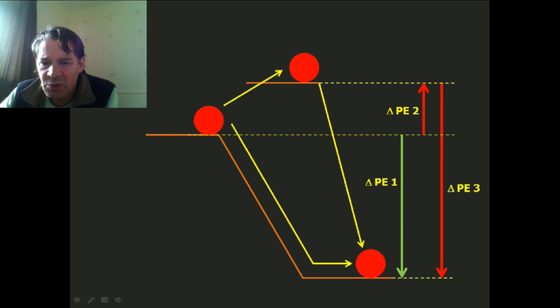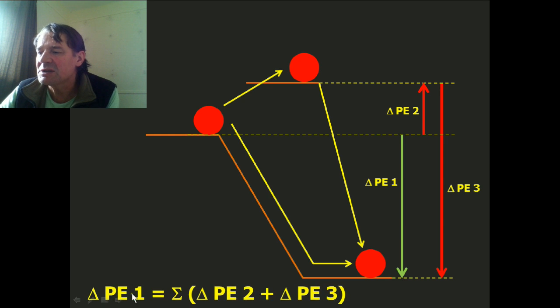If I then drop the ball, the decrease in PE is greater, and the overall change is the same, because I need to subtract this value from this value. So overall, this plus this equals this, and we can write this: delta PE1 equals the sum of delta PE2 plus delta PE3.